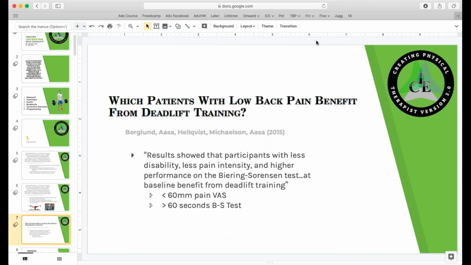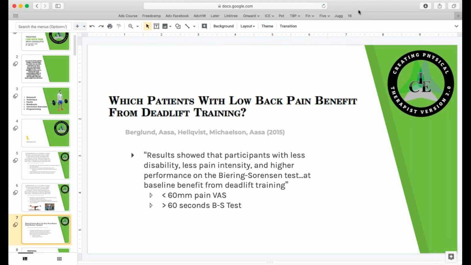I won't bore y'all with the specific details of these studies, because I really want to get into the meat and potatoes of how we program deadlifts and how we perform deadlifts. But they did do a follow-up study to that first study we just discussed, where basically they took the deadlift only group and they said, what were the factors that made individuals more or less likely to respond to deadlifts in their training? And the number to remember here is 60.